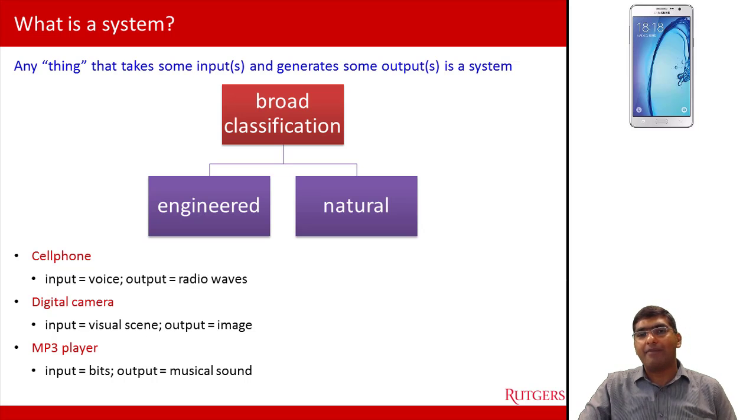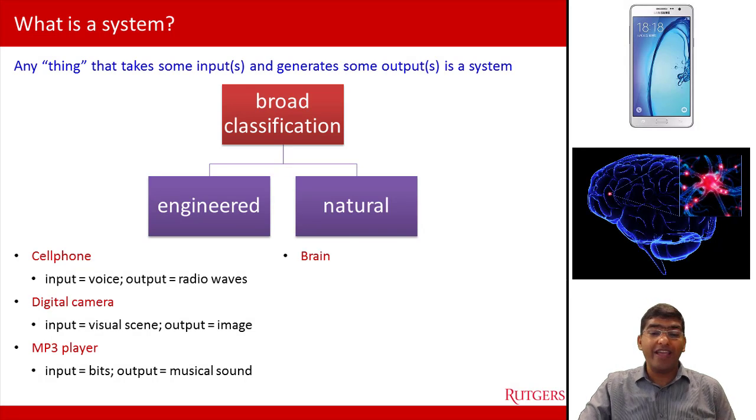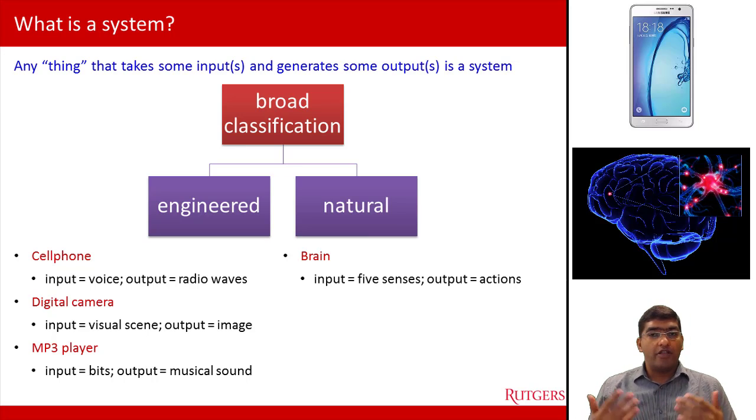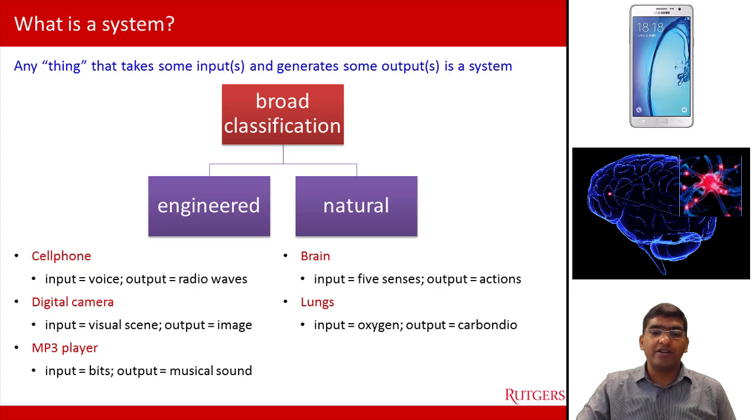What are some examples of natural systems? Well, brain. Human brain takes input as 5 senses and it generates output, which are actions. Lungs. Again, a natural system. The input is oxygen, output is carbon dioxide. By the way, I want to make sure you understand that what I view in a system as input and output could be different for my problem, and it could be different for your problem.